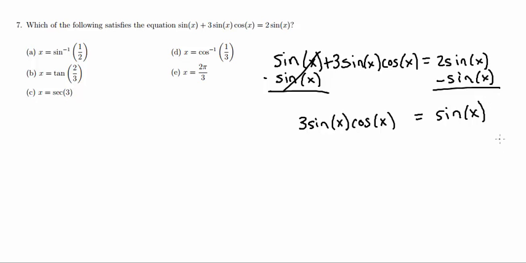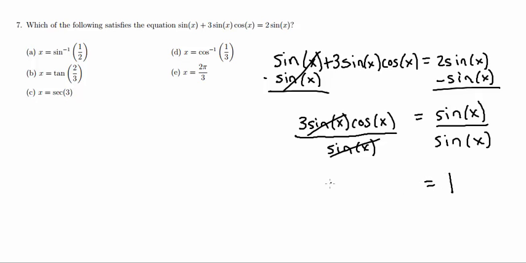Now continuing on, I'm going to try to divide this sine of x out. So divide that by sine of x and divide this by sine of x. And so we see on the left hand side I can go ahead and cancel these sines out. And then over here, we're left with sine of x over sine of x, which is just equal to 1. So now I'm left with 3 cosine of x is equal to 1.